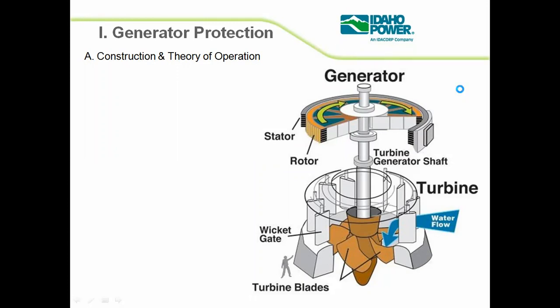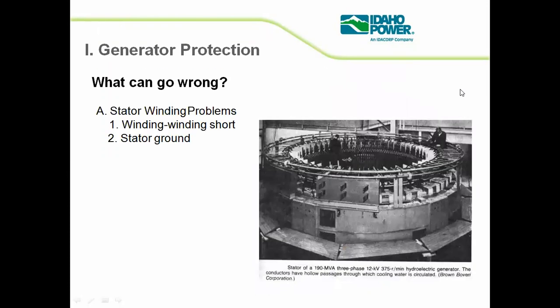Okay, so you can see what can go wrong in the case of a generator. Generator के केस में आपका क्या हो सकता है, कौन सा fault आ सकता है? Like you can see in this picture, a stator of a 190 MVA, 3-phase, 12 kV, 375 rotations per minute hydroelectric generator. The conductors have a hollow passage through which the cooling water is circulated.